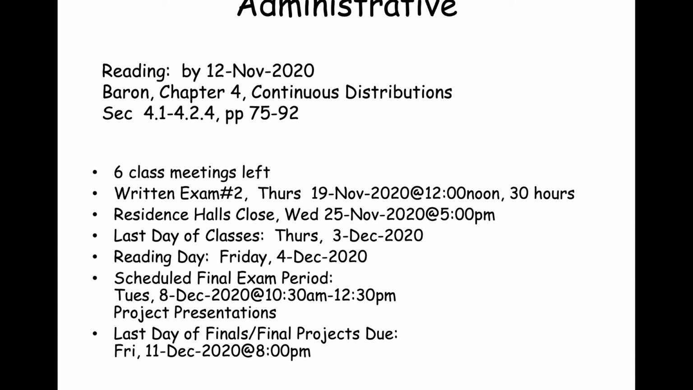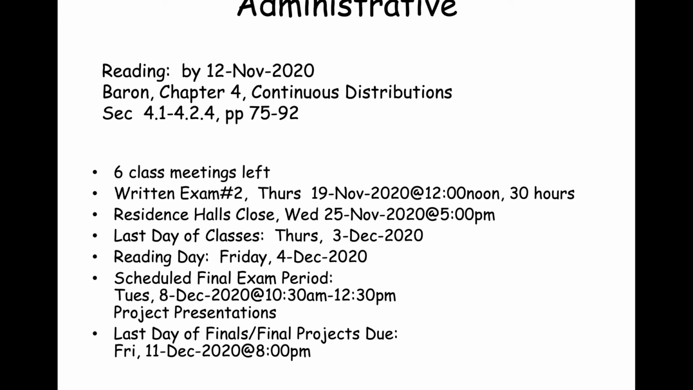The reading. By the 12th of November, please make sure you're staying up on the reading, pages 75 through 92 in the Barron text, covering sections 4.1 through 4.2.4. Including today, there are 6 class meetings left, and written exam number 2 will be administered Thursday, the 19th of November at 12 noon, and it will be for 30 hours, by which you will be submitting electronically through Blackboard.